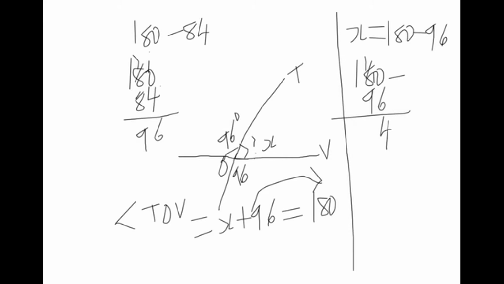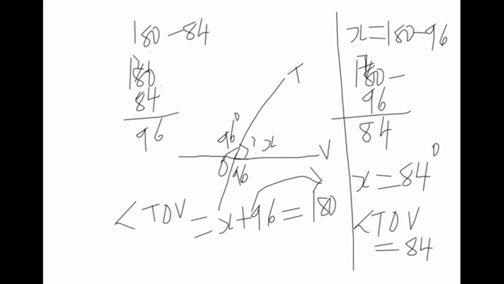Then we have 11 minus 9 is, this is 17 actually, not 11. So 17 minus 9 is 8. So our X equals 84 degrees. So we have angle TOV being 84 degrees.